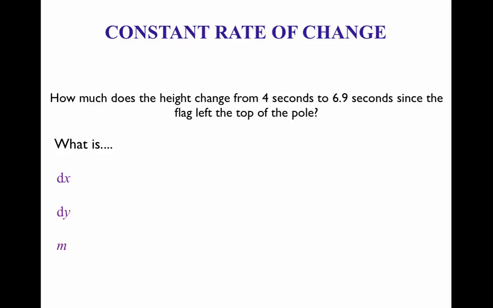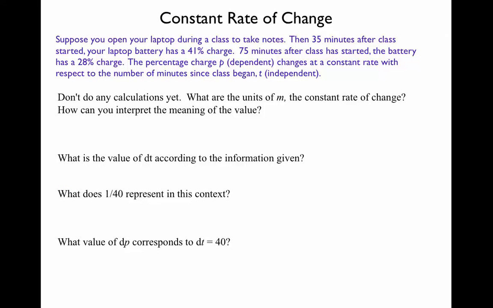Questions on this one? Okay, new situation. So before you start writing, listen. I'll read it. Suppose you open your laptop during class, take some notes. Then, 35 minutes after class started, your laptop battery has a 41% charge. 75 minutes after class started, the battery has a 28% charge. The percentage charge P, our dependent variable, changes at a constant rate with respect to the number of minutes since class began, T, independent variable. So you've got some questions to ask about that scenario, okay? Boom. So do those 4 questions and see how you do.